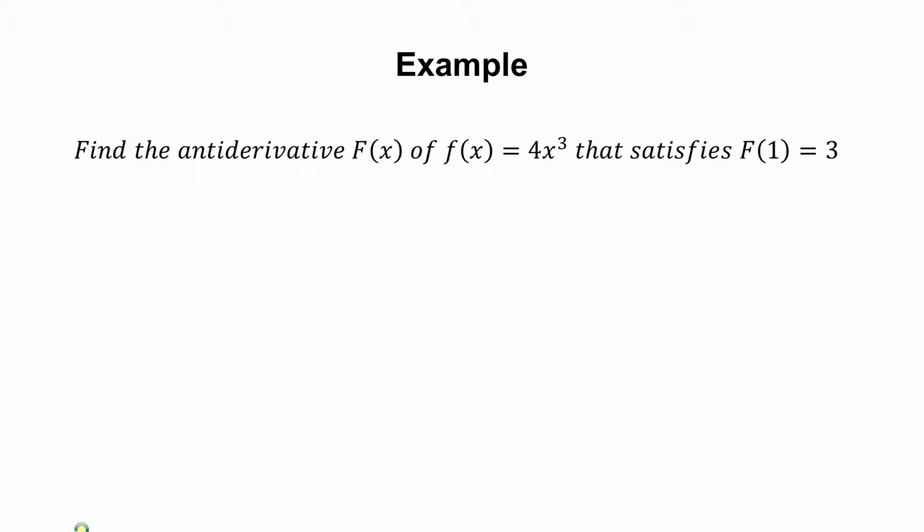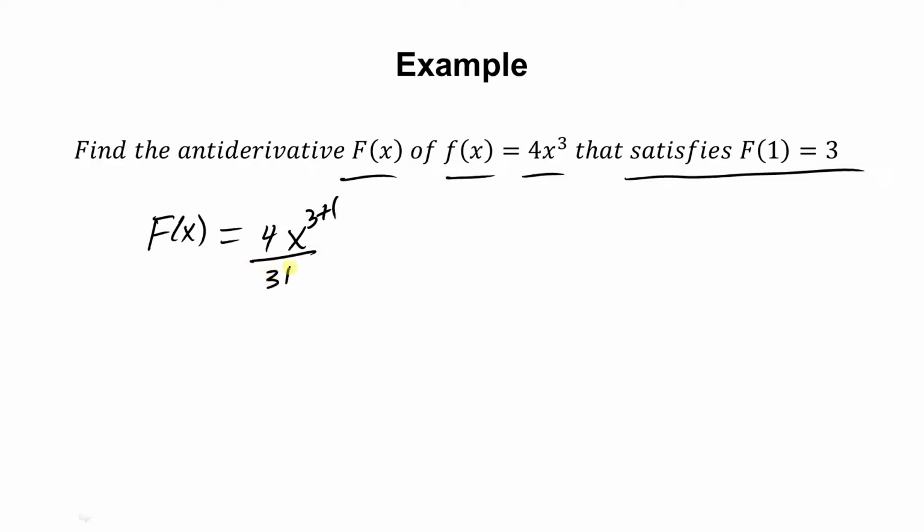Now let's find the antiderivative capital F of x of lowercase f of x equal 4x to the third power, that satisfies the condition that F at x equal 1 equals 3. Well, let's do that. Capital F of x would be equal to 4 x to the power plus 1 over the power plus 1, which would be 4x to the fourth divided by 4 plus a constant. And that would be equal to x to the fourth plus a constant.